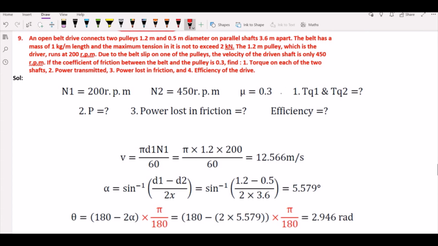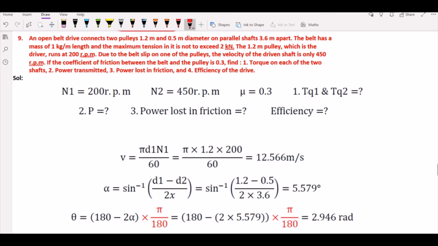Okay, so here to calculate the different cases, first write down the given data. N1, the speed, is given. It is an open belt with 2 pulleys, one driver and the other driven. The mass of the belt is given as 1 kg, the maximum tension T dash is 2 kilonewton, the coefficient of friction is 0.3, the diameter of the pulley is given as 1.2, and both the driver and driven speeds are given, and that's it about the problem.